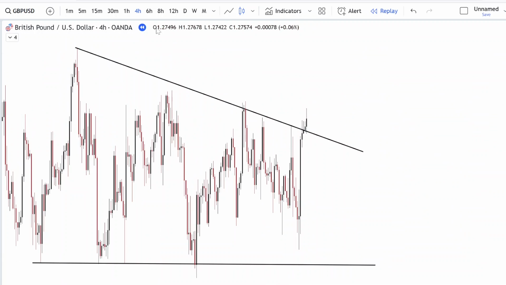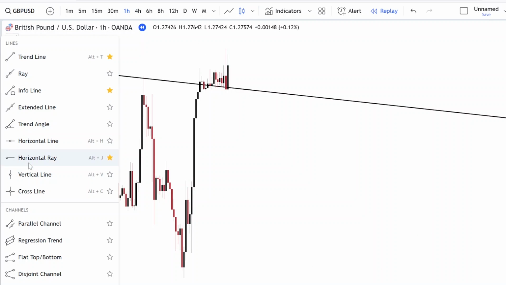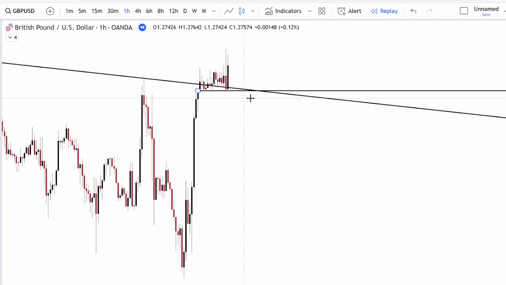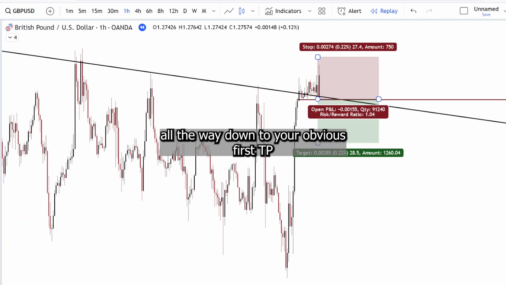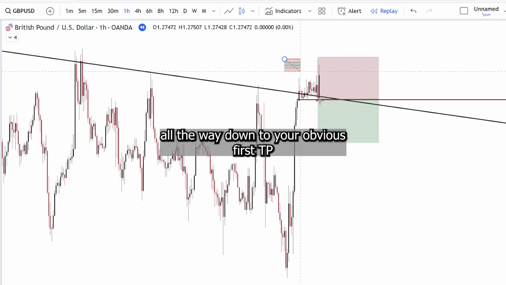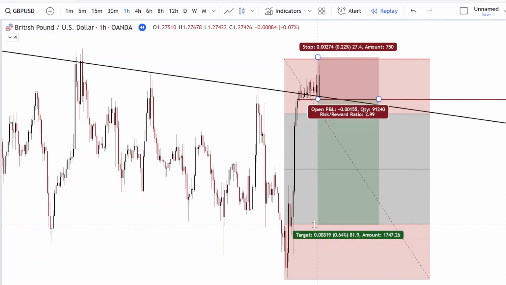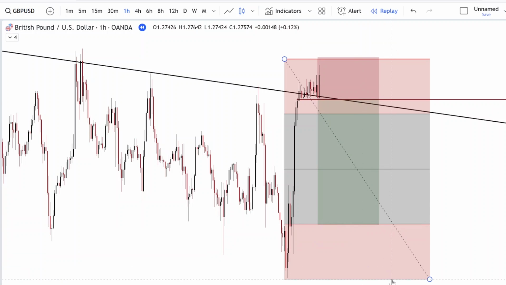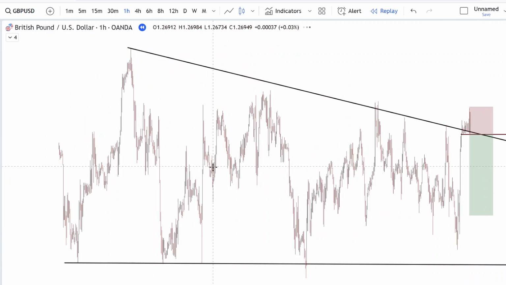So now when price comes back inside the range, all we got to do is locate our shelf, which in this case would be here. This would be our shelf. Price was held below this level, above this level. So when price does come back inside of the range, you're waiting to take a trade here, all the way down to your obvious first TP, which would be right here. And your second TP could always be the bottom of your wedge.